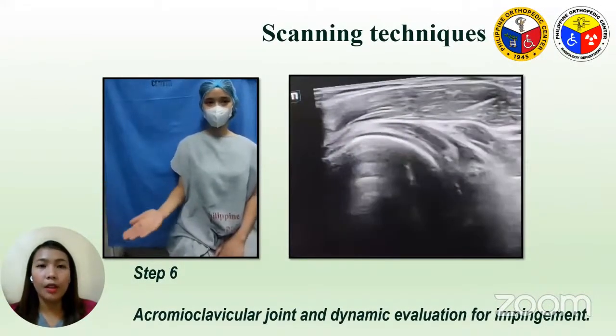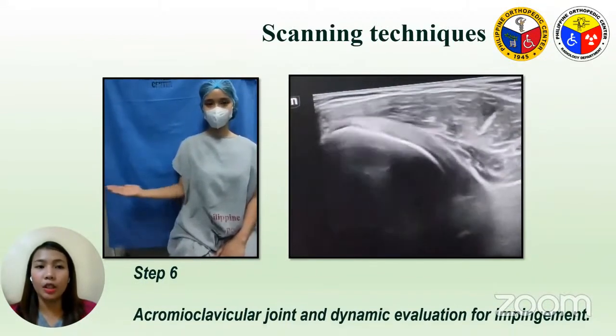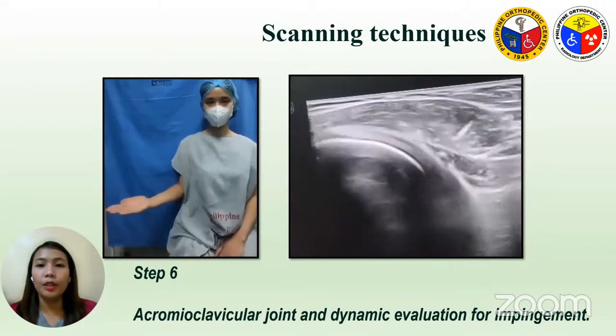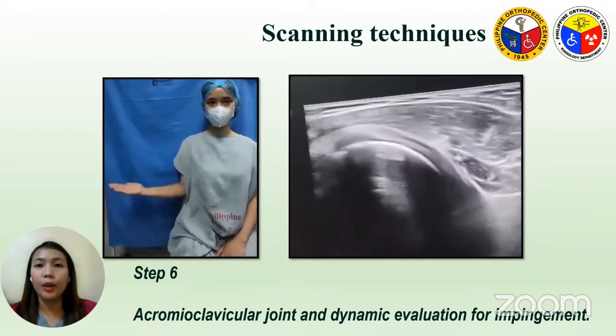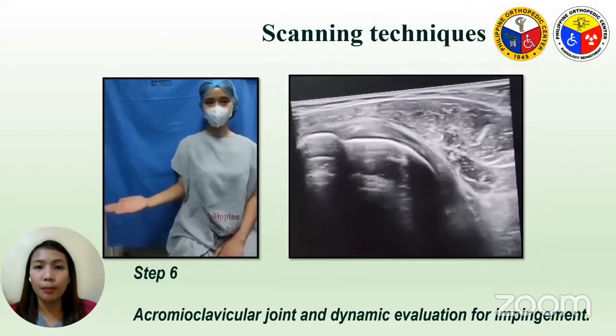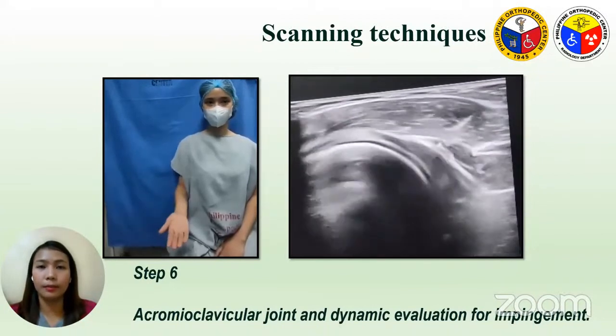This is the dynamic evaluation for impingement. First, locate the biceps tendon. Then ask the patient to move the hand laterally. Smooth movement of the tendon and humeral head should be evident. If this is not the case, signs of impingement may be considered.